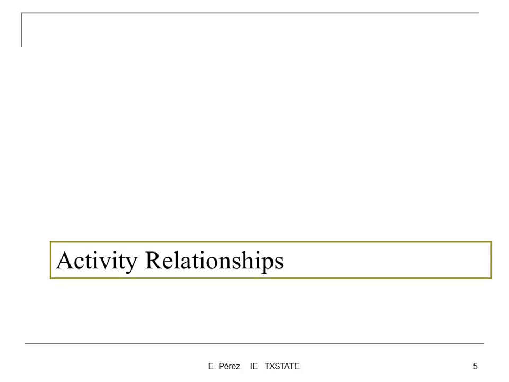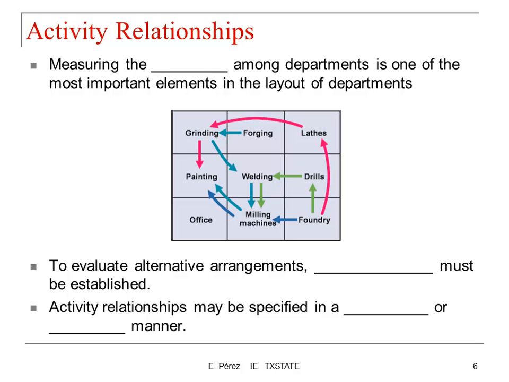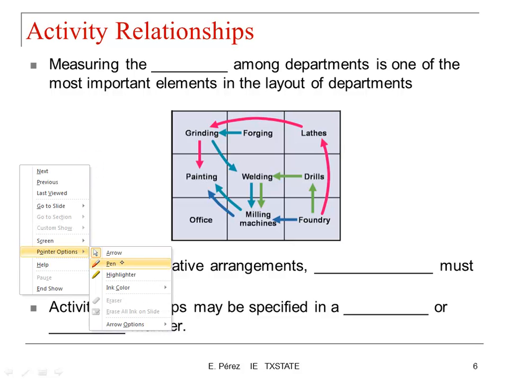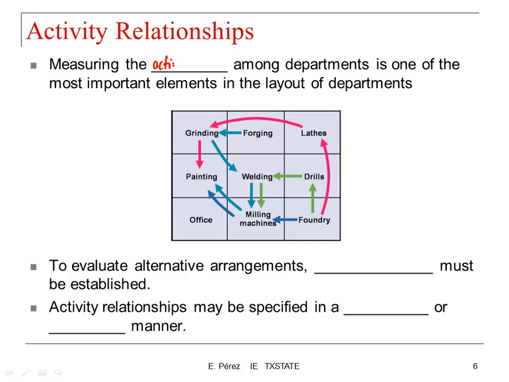So again, activity relationships. We want to find out what the activities are and how these departments relate to each other, so we can find the best location for them in our facility. So what we are trying to do is measure the activities among departments. It is one of the most important elements in the layout of departments.